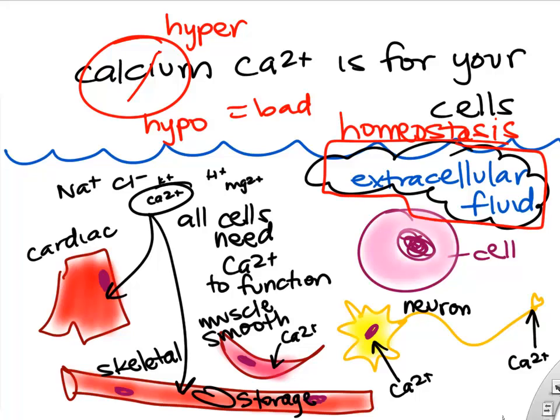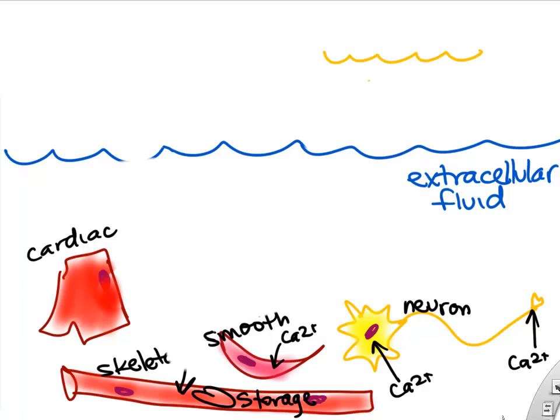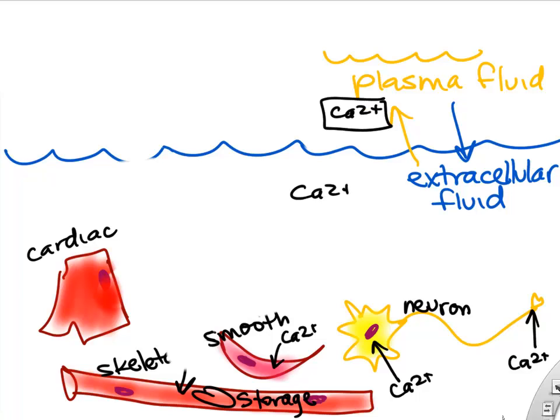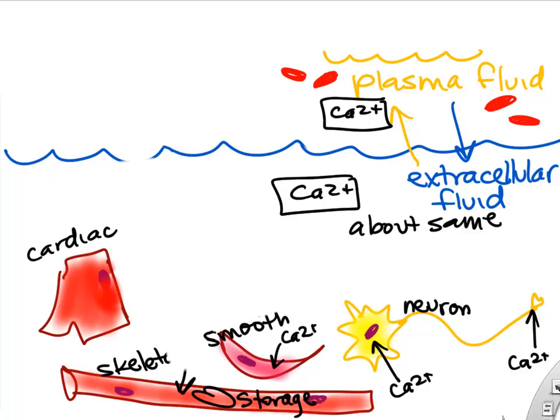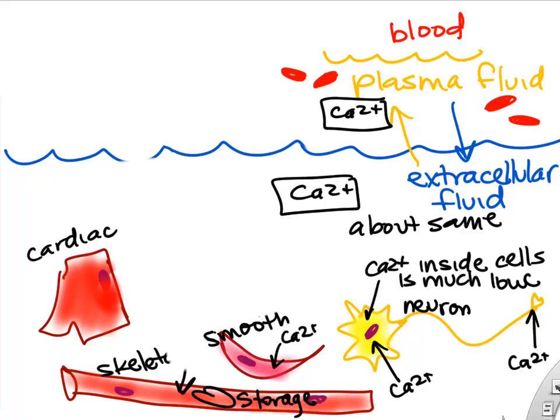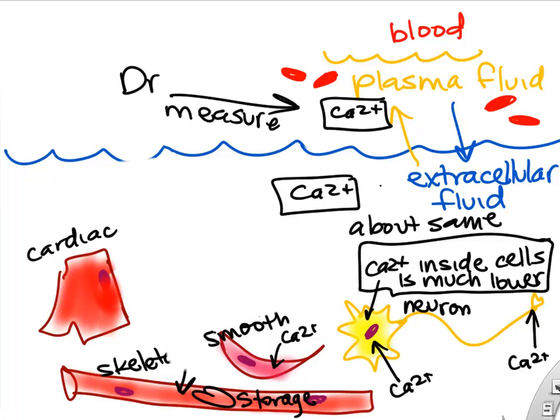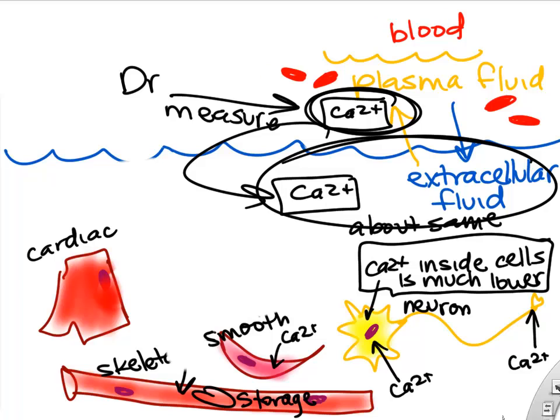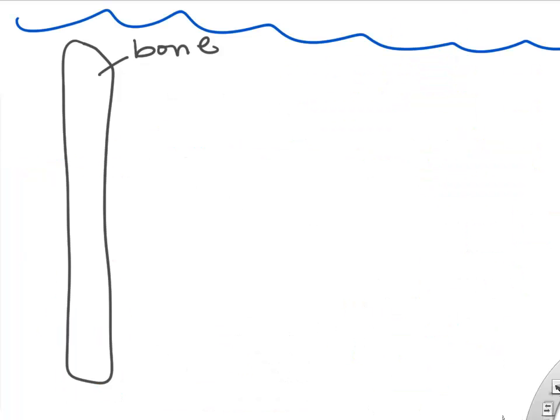All right, so when we talk about homeostasis, we're talking about the extracellular fluid, and the extracellular fluid calcium levels are about the same as the plasma fluid calcium levels. So when doctors talk about plasma calcium, they're really just talking about the calcium levels in your extracellular fluid. Or if we just say blood calcium, again, we're talking about extracellular fluid. Calcium levels inside your cells is usually pretty low. Of course, it's important, but what we can measure easily is the extracellular or plasma calcium levels.